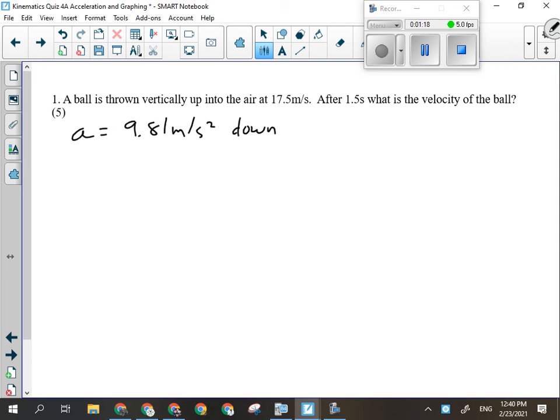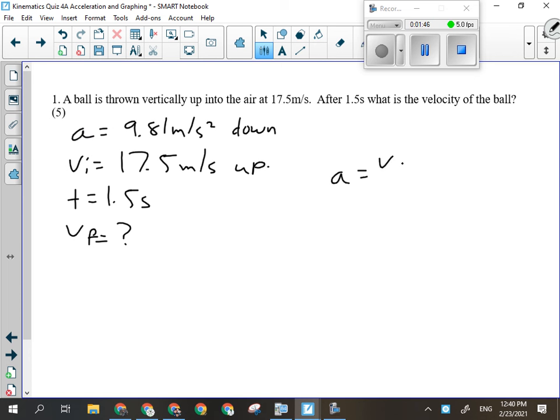Then we have to also say that the initial velocity is 17.5 meters per second up, and the time is 1.5 seconds. We're looking for how fast it's going after 1.5 seconds. So it is an acceleration problem, and it's one that uses the formula from last year in Science 10. It's going to use this formula, a equals vf minus vi over t.